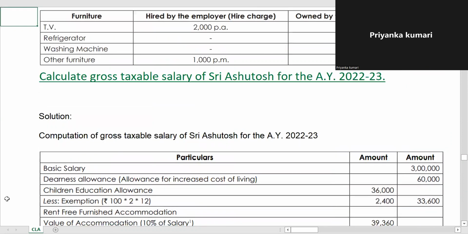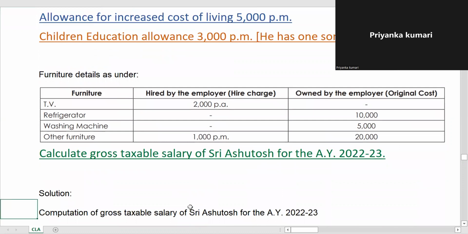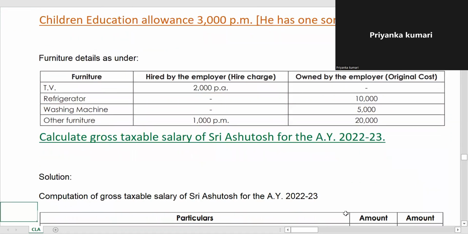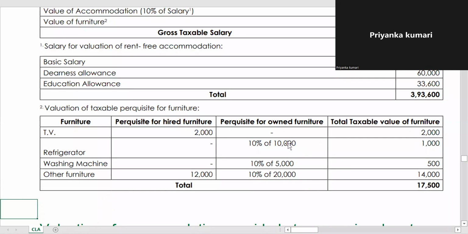Okay, now this is 10,000. Oh, sorry, I took it. This is 10,000, 20,000. Okay, so what we'll take is just 10%. I just took. Okay, so this is what you will take for hired basically, this is 2,000 and this is 12.